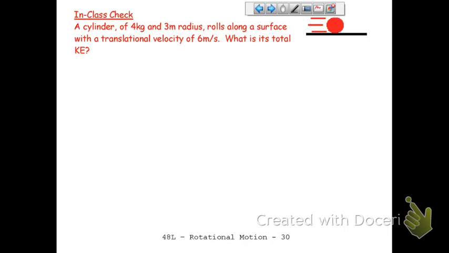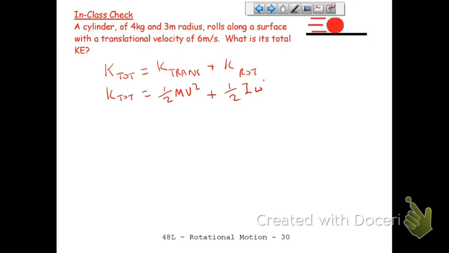So a cylinder of 4 kilograms mass and 3 meters radius rolls along a surface. With a translational kinetic energy at 6 meters per second, what's its total kinetic energy? So we say K total is equal to K trans plus K rotational. So K total is equal to translational kinetic energy, which is a half mv squared, plus 1/2 I omega squared.